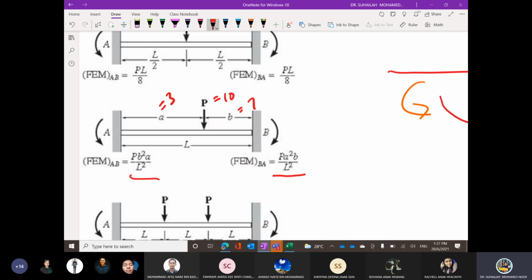Please calculate for me. We assume that both ends are fixed. Whenever P is 10, A is 3 meter, B is 7 meter. So please calculate for me FEM for AB. What is the answer?